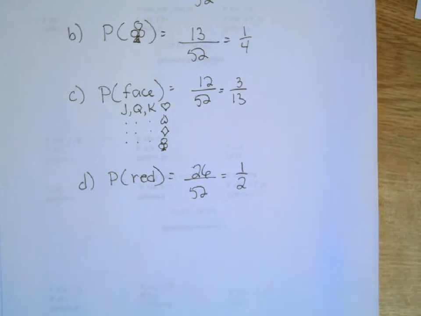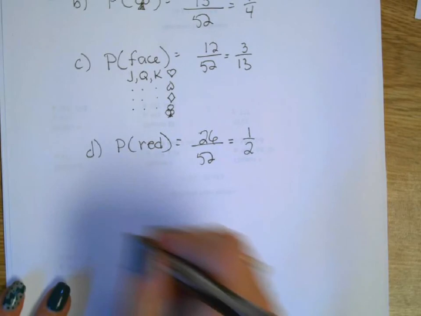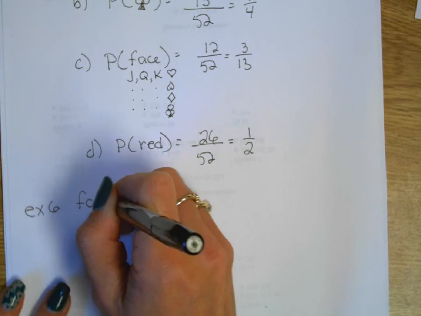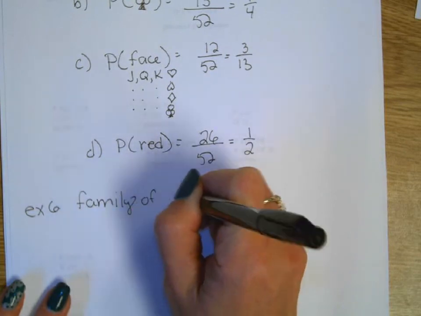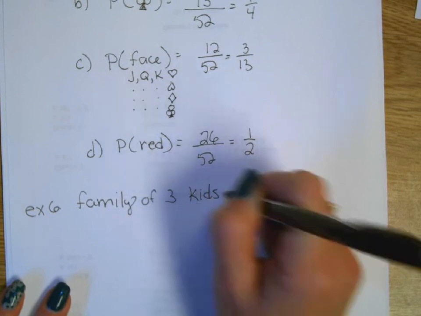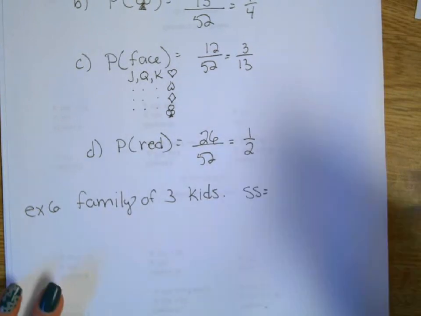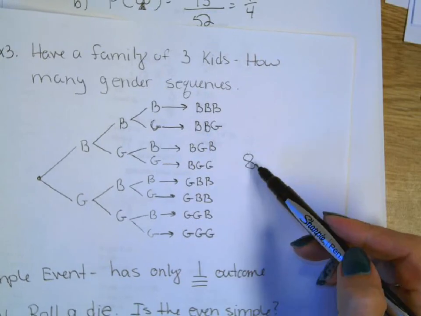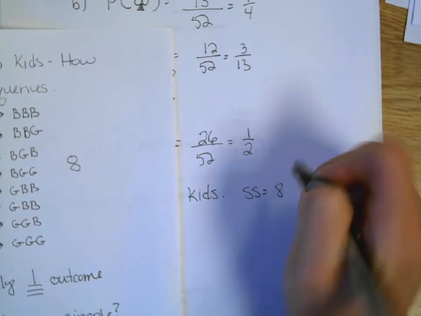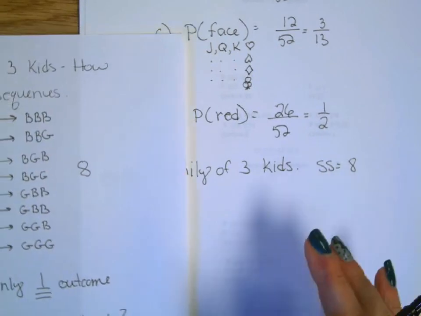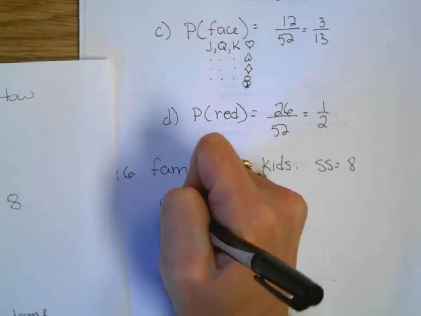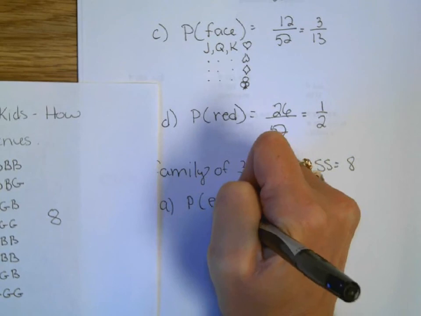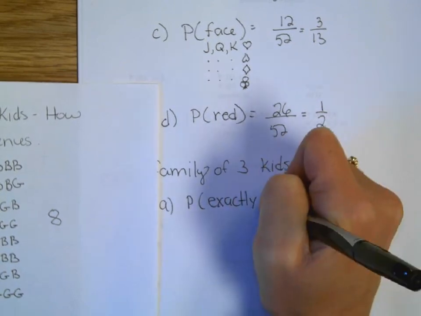And then our last set of questions is going back to that family of 3 kids and the gender sequences. We still need our sample space. If I go grab that set of notes right here, for the family of 3 kids, there was a sample space of 8. So all of my probability questions are going to have a denominator of 8. My first question: what's the probability that when you have your 3 kids, you have exactly 2 boys?